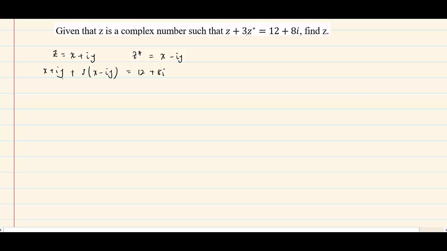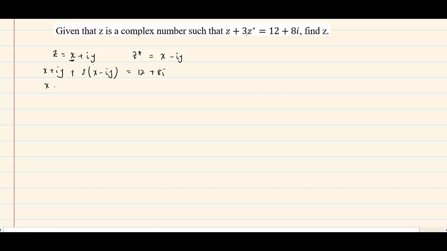Now you need to understand what it actually means to say find z. We need to find what x is equal to and what y is equal to, because any complex number consists of an imaginary part, this one here, and a real part, in this case the x. Okay, we've got two complex numbers then on the left and the right hand side. I'm just going to group like terms together here.